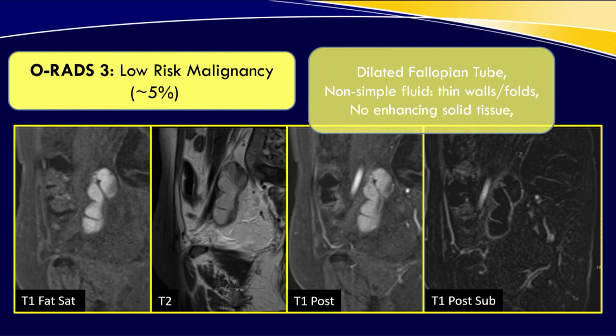And here we have a dilated fallopian tube. It has non-simple fluid with thin walls and folds and no enhancing solid elements. So to your left is a serpiginous tubular structure. It's got heterogeneous signal intensity, certainly higher than simple fluid on a T1 weighted fat suppressed technique. So you were thinking protein or blood. On T2, we're also seeing heterogeneous signal intensity. And then that third image to the right is post-contrast.